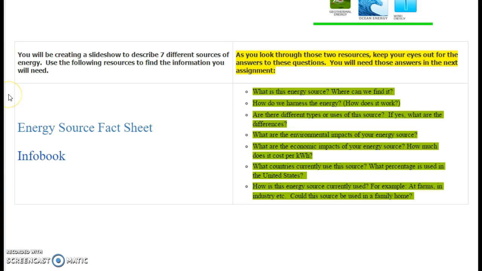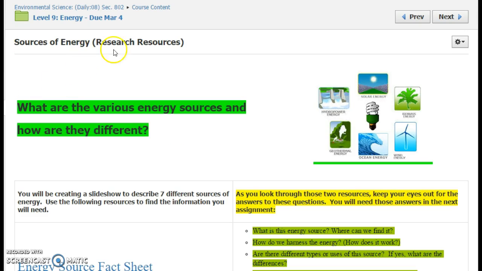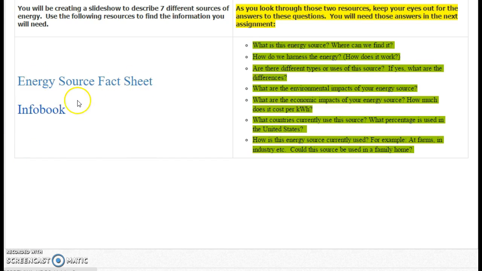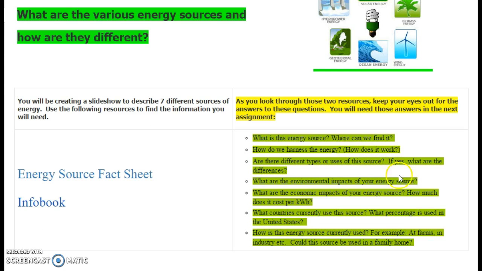Next one here, this is really the core of the resources that you'll be working through this week. Now on this page, Sources of Energy Research Resources, I've included 2 links, and both of them are really rich in information that address these questions over here. As you browse these 2 resources, be looking for this information.